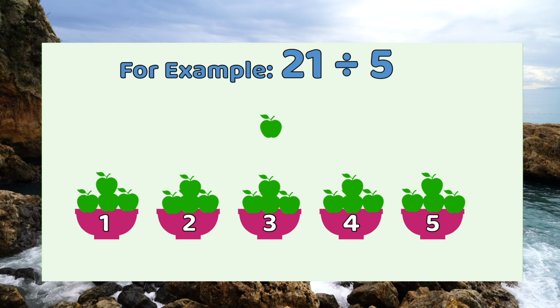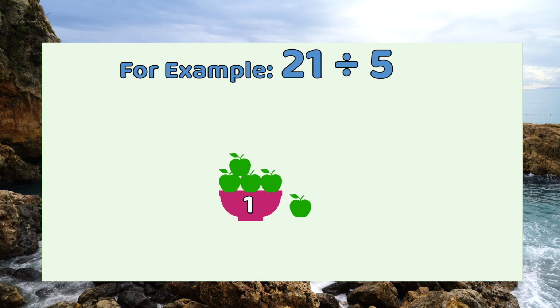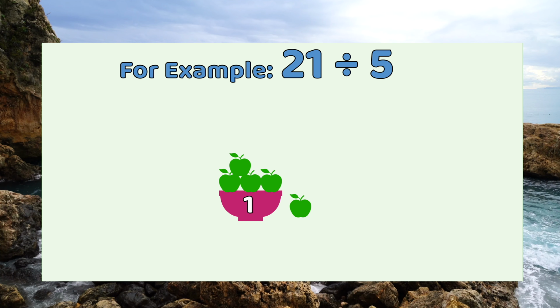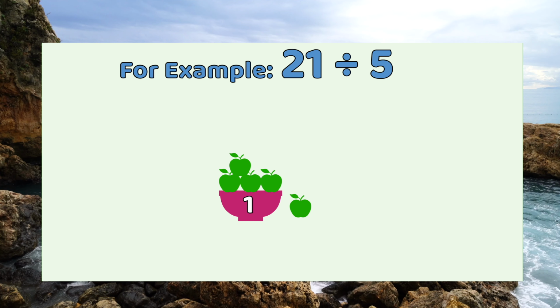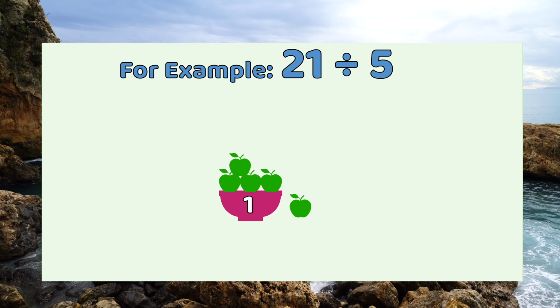So what does this mean? What we're looking for is, when we divide it by 5, how many will each bowl have? And therefore we would see that we have 4 apples in the bowl and there'll be 1 remainder.